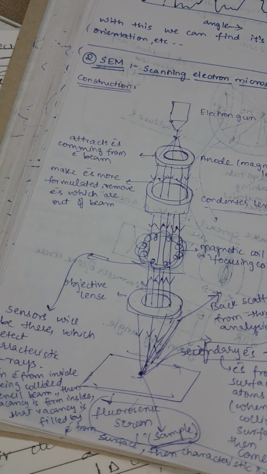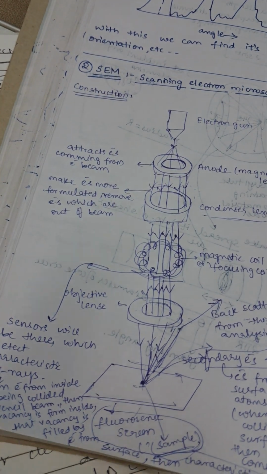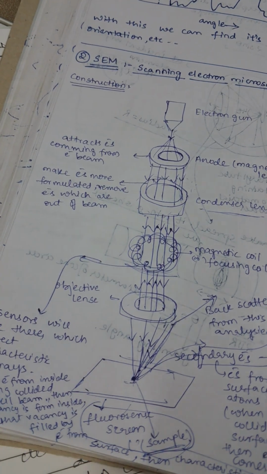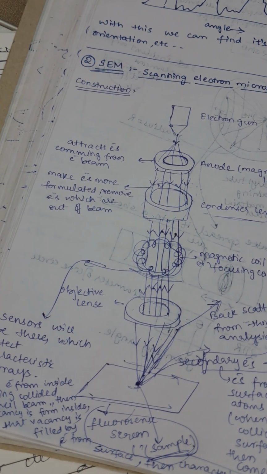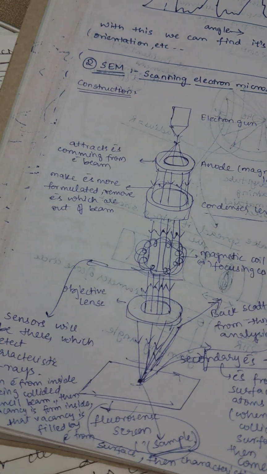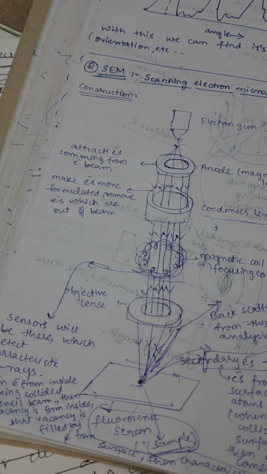Third, when the fine beam of electrons collides with the atoms inside the sample, X-rays are produced, characteristic X-rays. So in this way, backscattered electrons, secondary electrons and characteristic X-rays are produced.